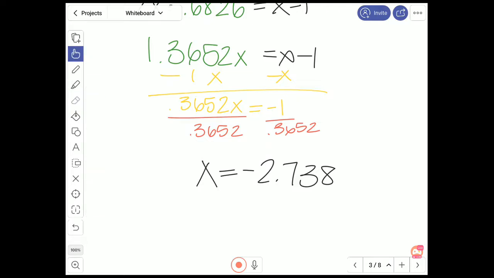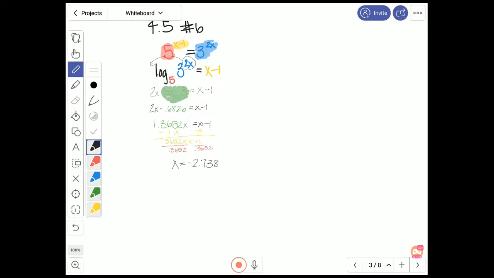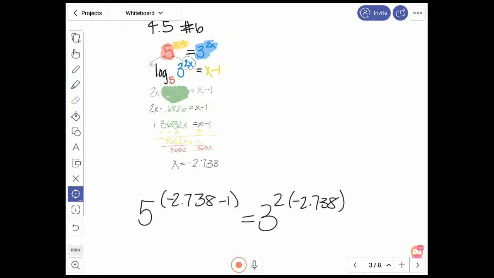Now, the only other thing we need to do is verify that that is correct, that it's not extraneous, and we do that by going back to the original problem and plugging it back in. It would be 5 to the exponent of negative 2.738 minus 1 equals 3 to the 2 times negative 2.738. We would plug the left side in here, and then we'd plug the right side in, and they should give us the exact same answer, which they will, because I know for a fact that is the correct answer. But that is how you would work through that problem.